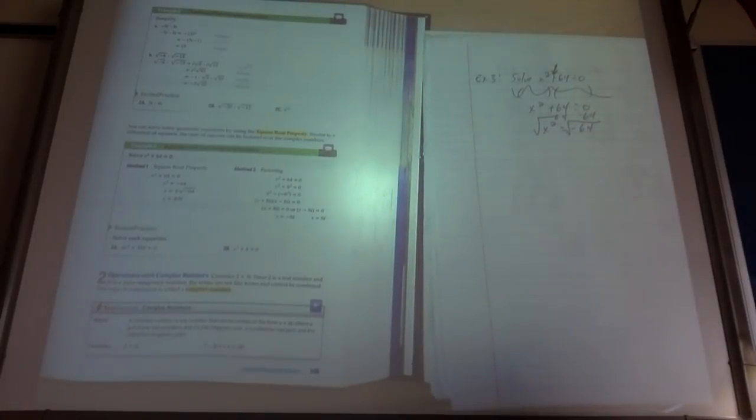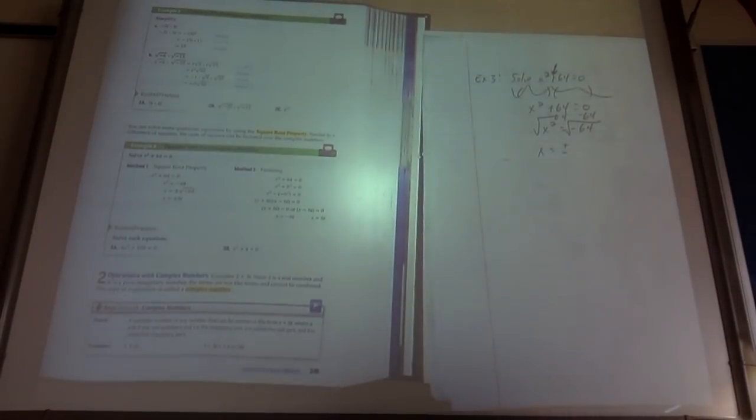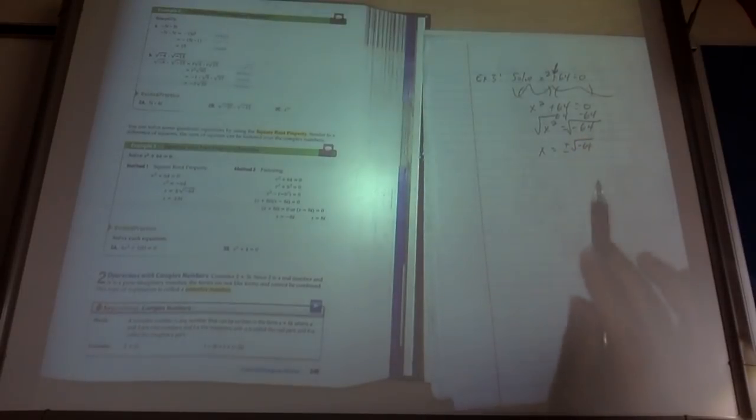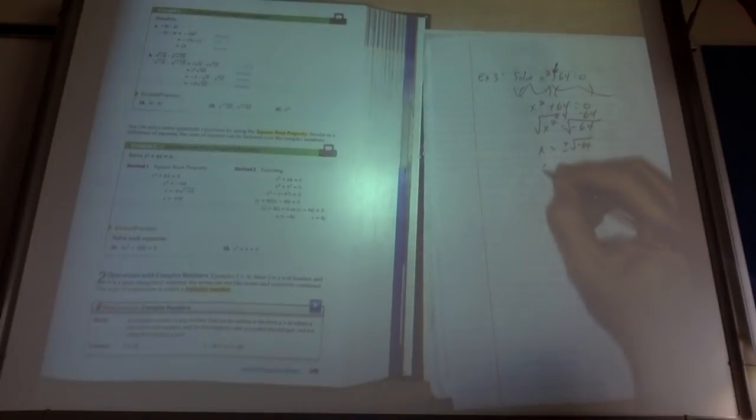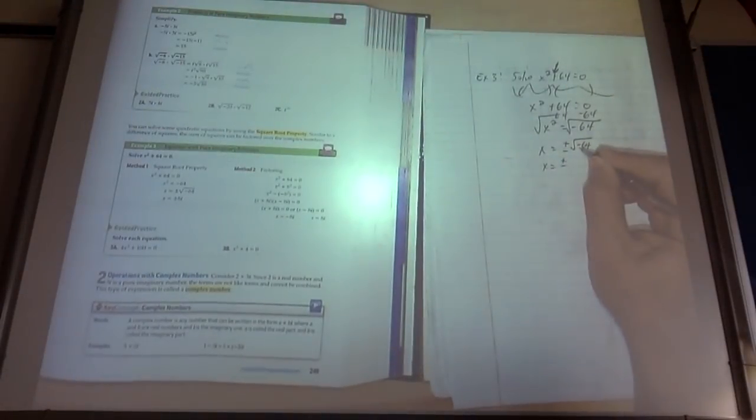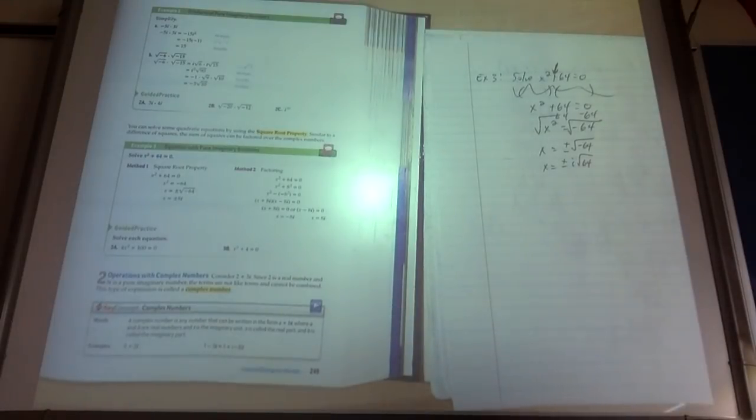Now, this is a nice intro to when you take the square root of an answer. Okay, when you had a quadratic and took the square root, you have two answers, a positive and negative answer. So what I've got here when I take the square root of negative 64 is plus or minus square root of negative 64. All right, x equals plus or minus. I'm pulling the negative out front. We call that i. So I have i times radical 64.